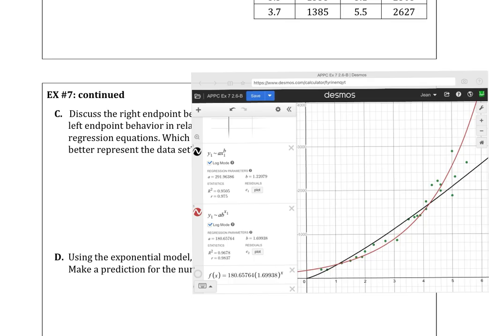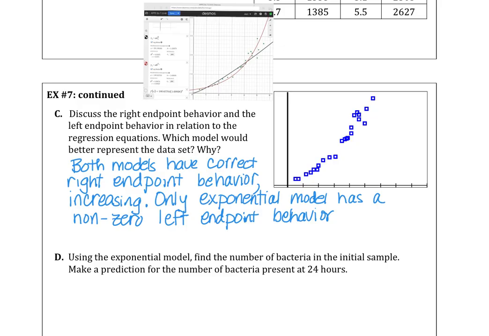I would say that the red equation, or the ab to the x power, that exponential function, is the better model. Since both of them model the behavior pretty well, they both have the increasing and the right endpoint behaviors are both the same, but only the exponential function has a left endpoint that's going to be a non-zero value that would model some initial bacteria present when the teacher gave each student their culture. So you can read how I summarized my findings.